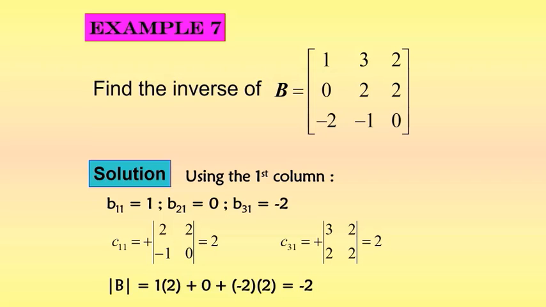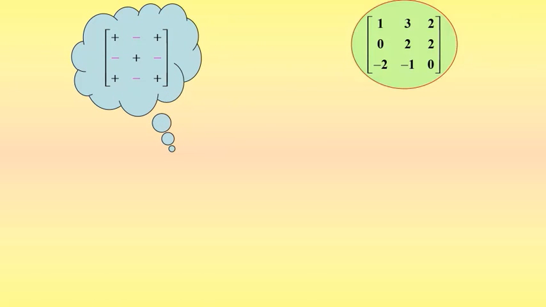C21, no need to find it for the determinant because our entry for B21 is 0. If you find it, then multiply by 0, so the result should be 0. But for the cofactor matrix, you still have to find it in order to find the adjoint matrix. Okay, this is the signage that you have to remember in order to make it easier for our calculations.